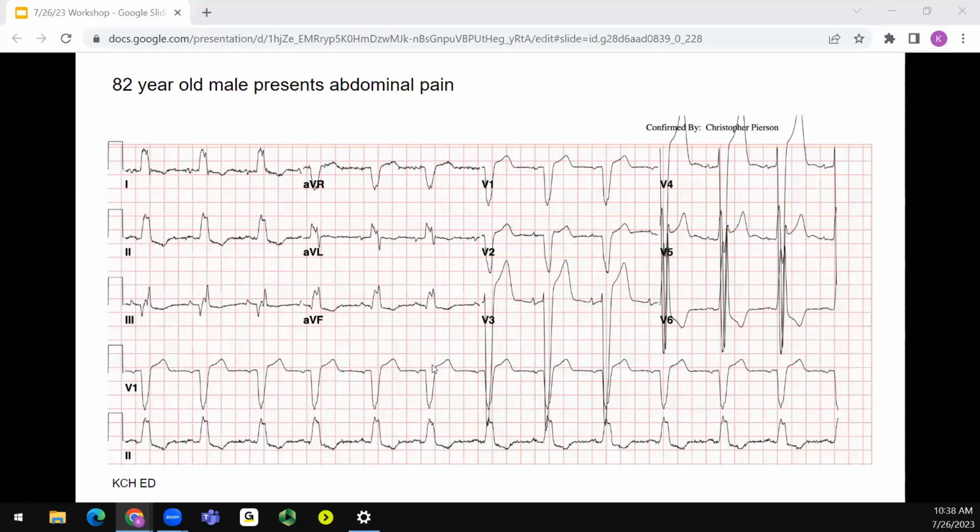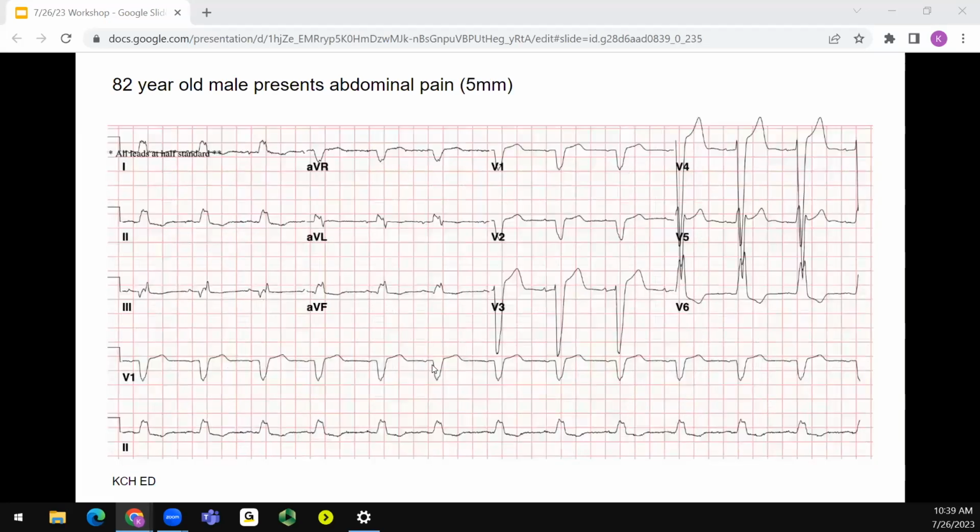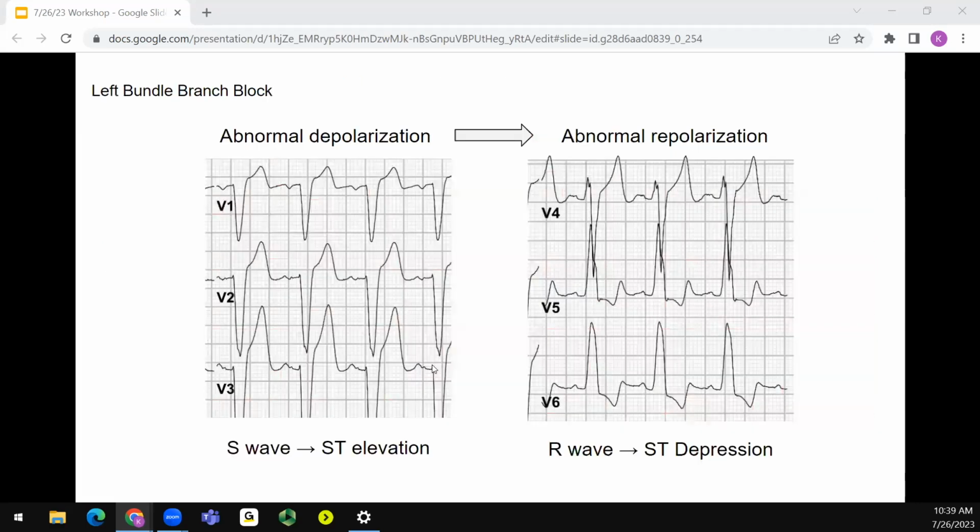It's actually really hard to tell because this is very high voltage, right? I found this function on Muse. You can actually decrease the amplitude of the QRS complexes by half. So you kind of look by here. All right, so before we decide whether this is ischemic or not, let's just go over left bundle real quick.